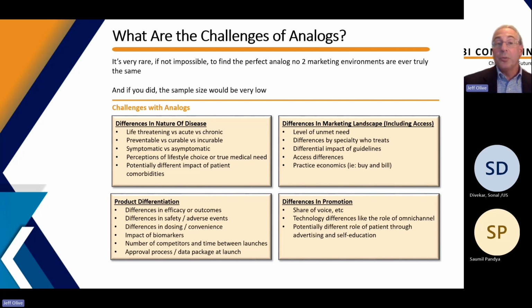Some products launch with a pretty robust data package and others don't. And if you're one of those products that's launching with a relatively minimal data package, and through life cycle management it increases, what's the impact of that on prescribing? And then last but not least, differences in promotion. Look at share of voice. Will your product be promoted with the same share of voice as the analog?